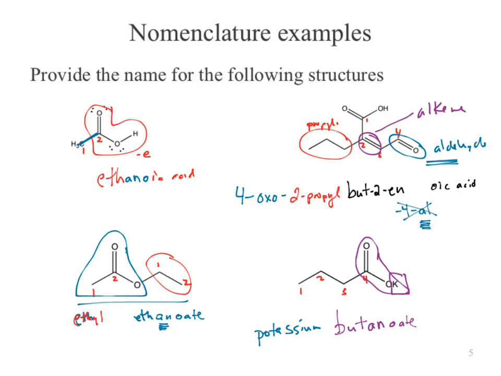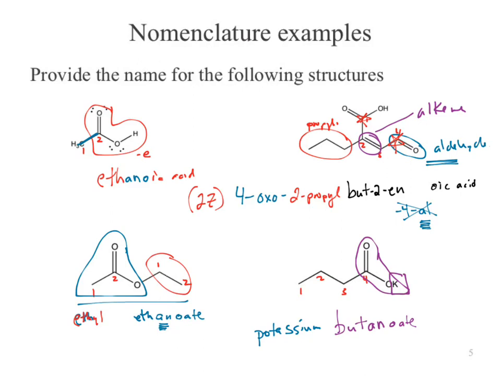And we officially have a cis-trans system that we would have to worry about here. Yeah, I was kind of trying to be obnoxious with this one. Our higher priority functional groups are on the same side of that, so we should throw it out in the front. This is cis. Cis is on the same side. So 2Z-4-oxo-2-propyl but-2-ene-oic acid. Yay, nomenclature.